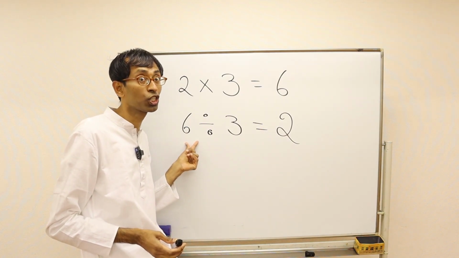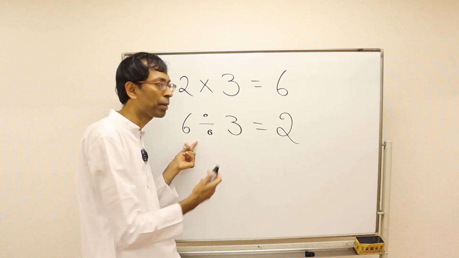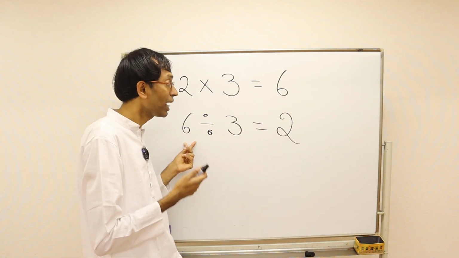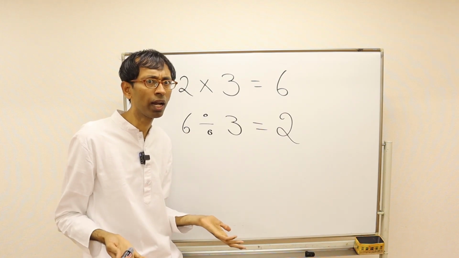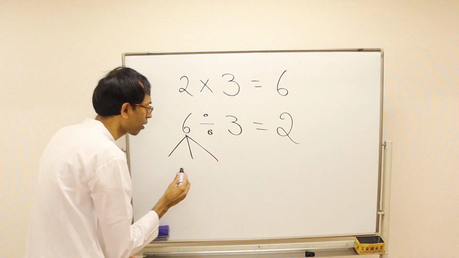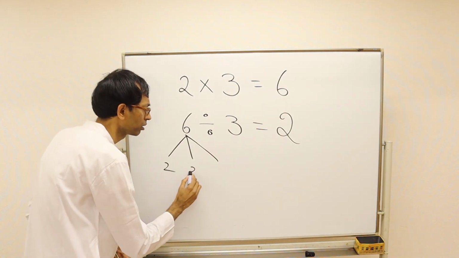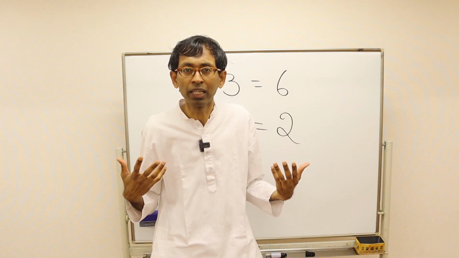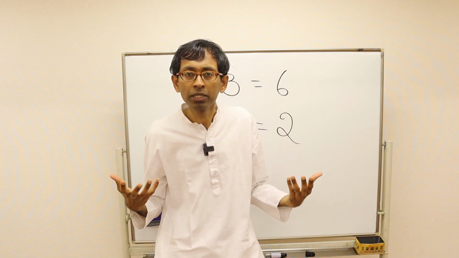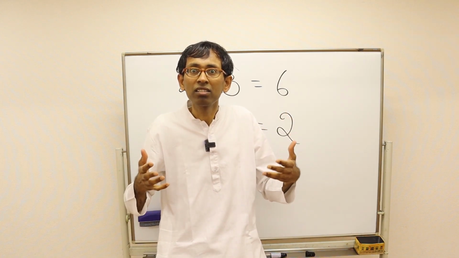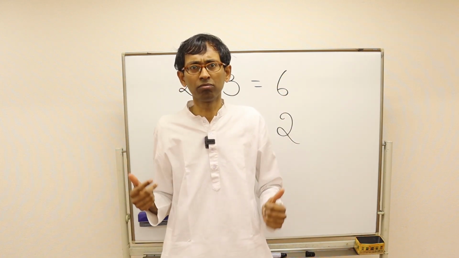It's like this. Suppose you have 6 chocolates and there are 3 people. You want to distribute these 6 chocolates. Then each person will get how many chocolates? You divide this 6 into 3 parts, so each one will get 2 each. That is your answer. Actually, just like multiplication is repeated addition, division is repeated subtraction.